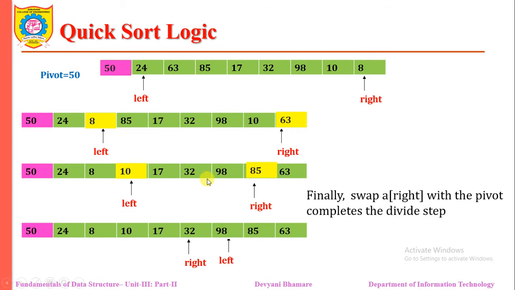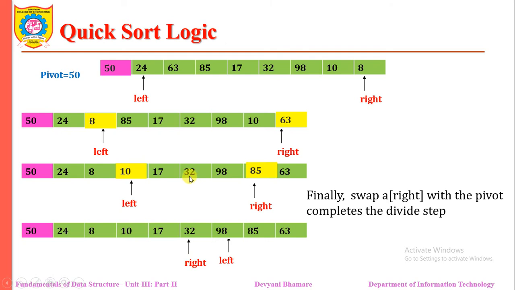In this fashion we come to the sixth location, where our element 98 is greater than the pivot. Then, as the left is increased, the right needs to be decreased. So our right is pointing to the seventh location. Is A of right, meaning A of 7, less than 50? No. Right is decreased by 1. Then is A of right less than 50? No. That's why right is decreased by 1. And we come to know that 32 is less than 50. Yes, meaning right is pointing to the sixth index.